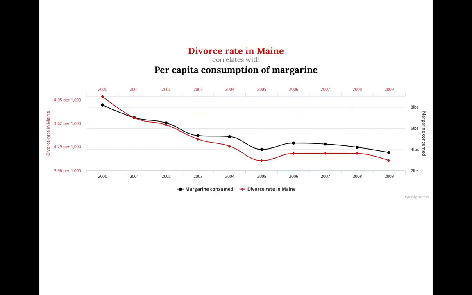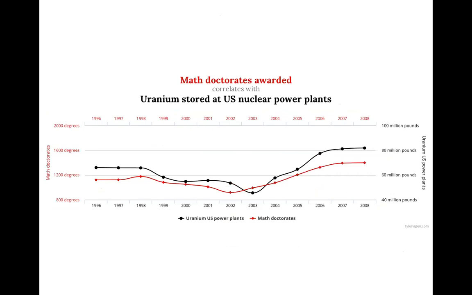Here's another example. The divorce rate in Maine correlates with the per capita consumption of margarine. And of course, one does not cause the other. These two things are very, very far apart from each other. Just one more. The math doctorates awarded correlates with the uranium stored at US nuclear power plants. But of course, one does not cause the other. These are really silly examples. If you'd like to see more of these, there's a link to a website called Spurious Correlations in the Google Classroom assignment. You're welcome to take a look at those.